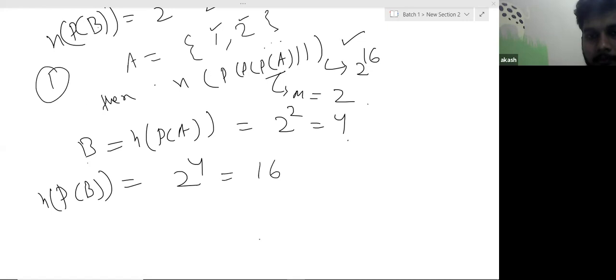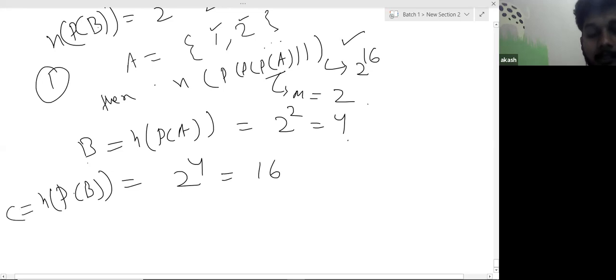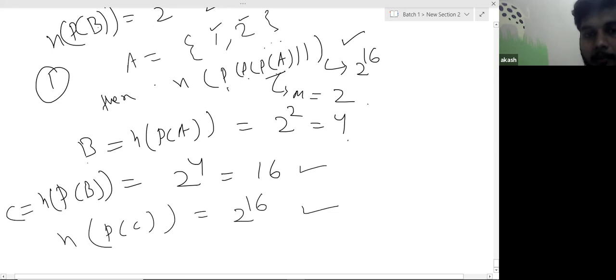Gautam? Yes, sir. Okay. So let's call this set C. So there is a set in which there are 16 elements. Okay. Now let's find P of C. Number of elements in power set of C will be 2 raised to the power 16. So this is the answer, right? Gautam was absolutely right. Arsalan, are we clear? Okay. Abdul?